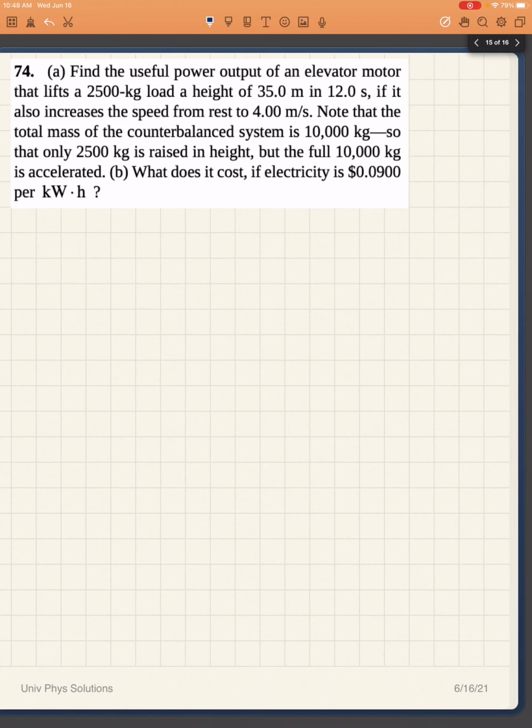Let's work problem 74 from OpenStax University Physics, Chapter 7. We're asked to find the power output of an elevator which lifts a 2500 kilogram load a height of 35 meters in 12 seconds. We are told that it also increases the speed of the system from 0 to 4 meters per second, where the mass of the entire system is 10,000 kilograms.